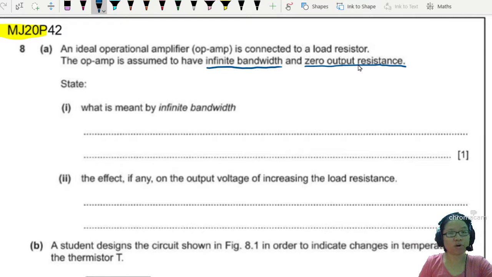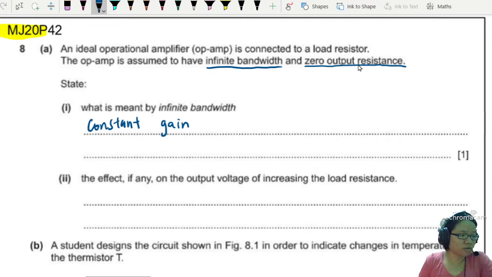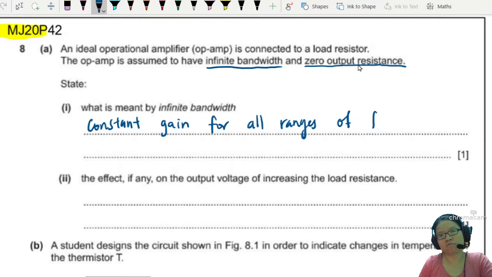So for infinite bandwidth, we are saying that there is a constant gain. So it's not like, I don't like physics, so I put it to one side, and then I don't gain in physics as much as I gain in chemistry because I really, really love chemicals. Anyway, constant gain for all ranges of frequency of the input voltage.